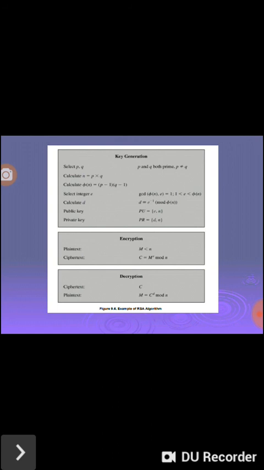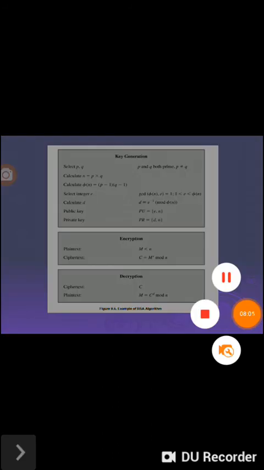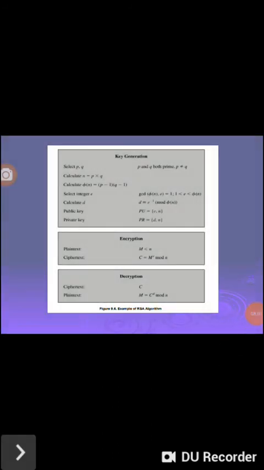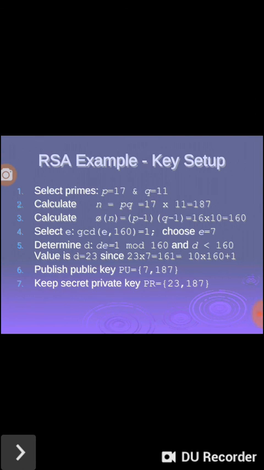Now what is the equation for the encryption? The plain text is capital M less than n. So the ciphertext we have to calculate, that is C equal to M raised to e mod n. The decryption: from the ciphertext C, the plain text M is equal to C raised to d mod n. So this is about the RSA algorithm.